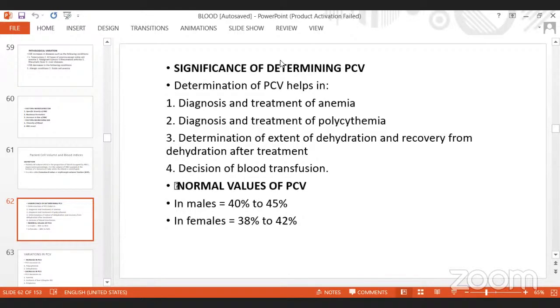Also, the normal value of PCV in males is 40% to 45%, and in females it is 38 to 42%. Like in the anemic condition, we can see how many RBCs are present. Or in polycythemia, whether the RBC level is increased or decreased. And dehydration.